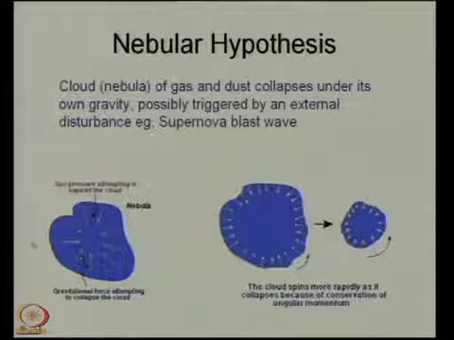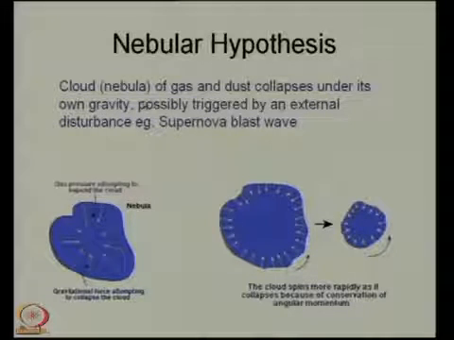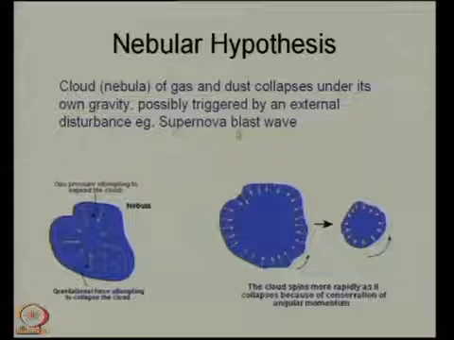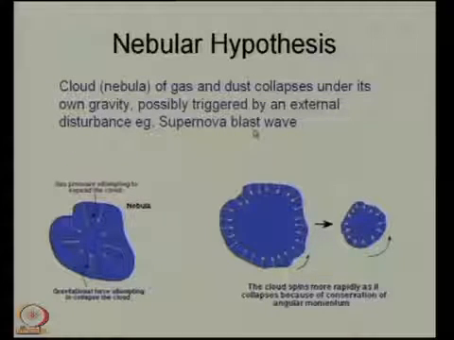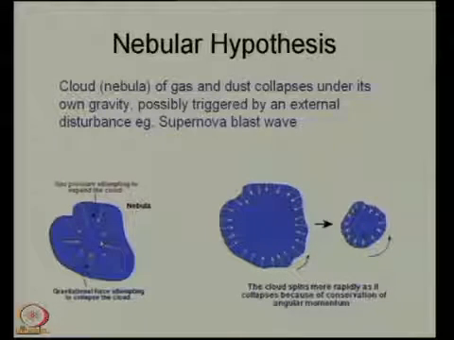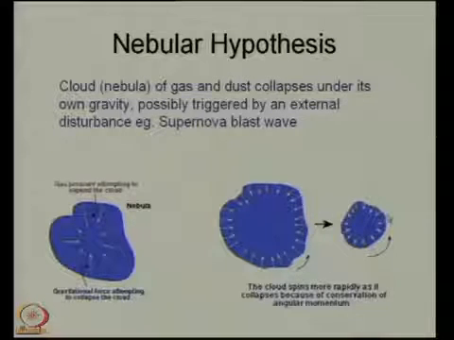Okay. Now, it may happen that the gravitational force wins over and this thing collapses, and it is quite possible that there is an external disturbance, for example a supernova blast wave, which could have disturbed the gas cloud to start with and caused this thing to collapse. Okay. So, the picture is there is a gas cloud which is collapsing under its own gravity. Okay. So, this shows you the picture. This is the gas cloud and it collapses under its own gravity.